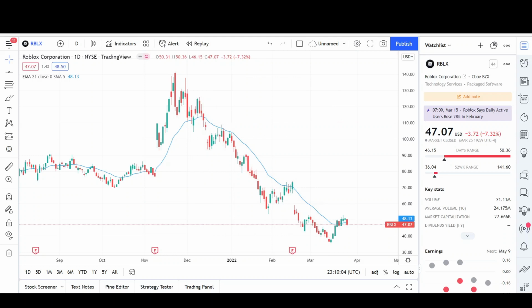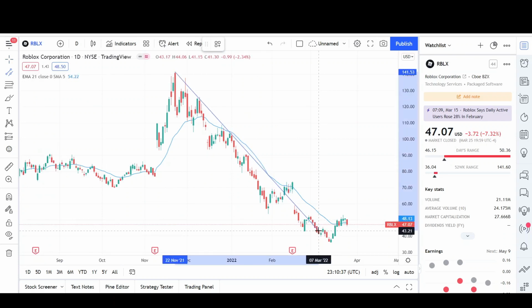I will first go over what I see on the daily chart and finish the video off with the weekly chart. Here we have the daily chart for ROBLOX, and previously prices were inside of a downtrend. This was the channel that was holding prices very nicely inside of it.